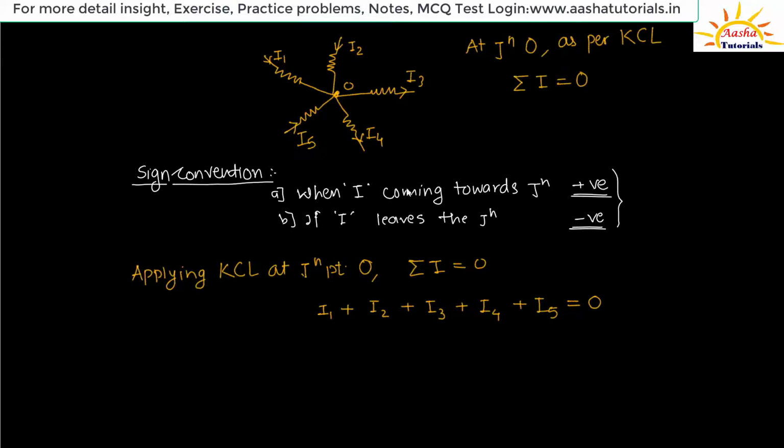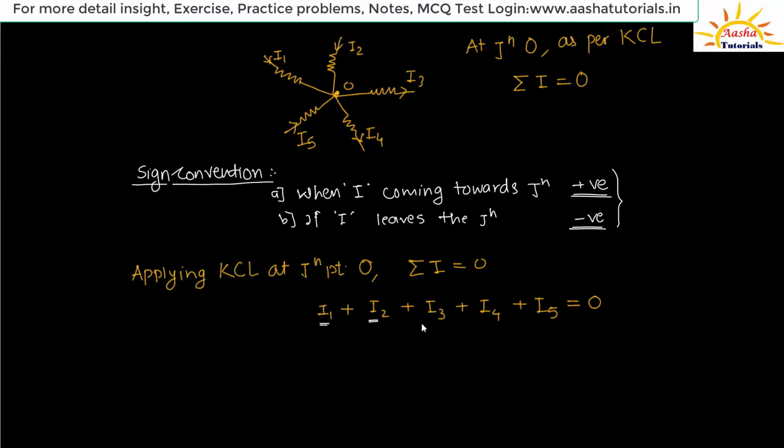And now, as per our convention, we have to assign a sign to each current. See here in this figure, current I1 is coming towards the junction, so I must take its value as positive. So this is positive. I2, just tell me what is the sign of I2? Yes, it is again coming towards the junction, so it is positive.